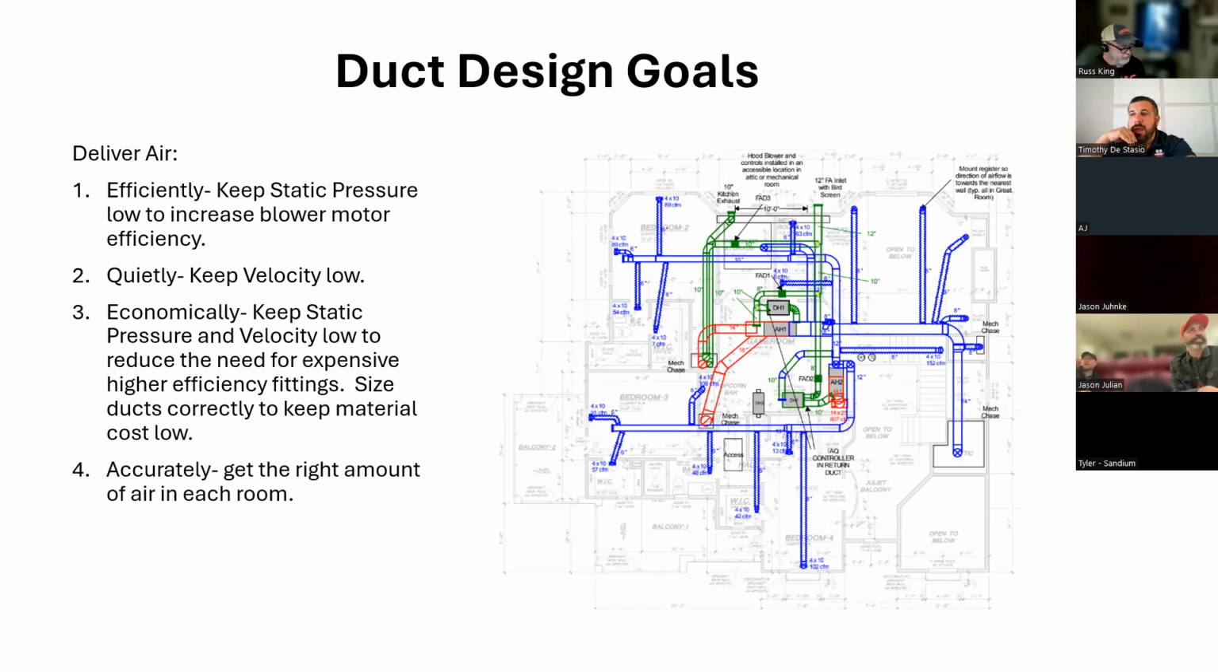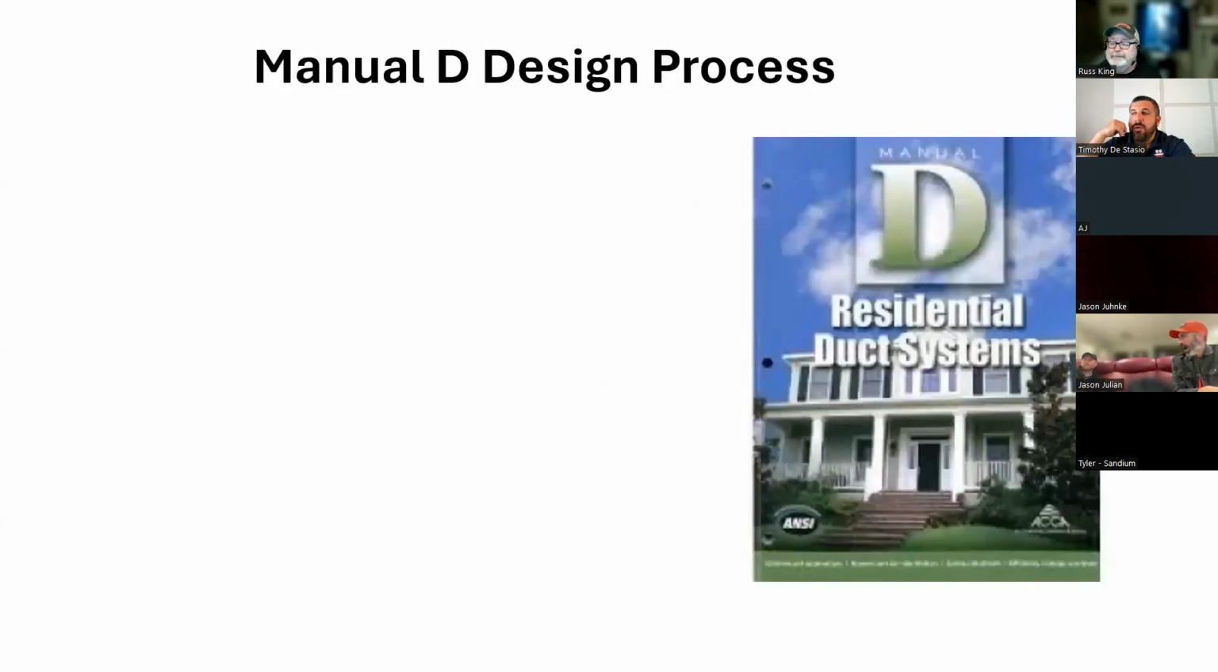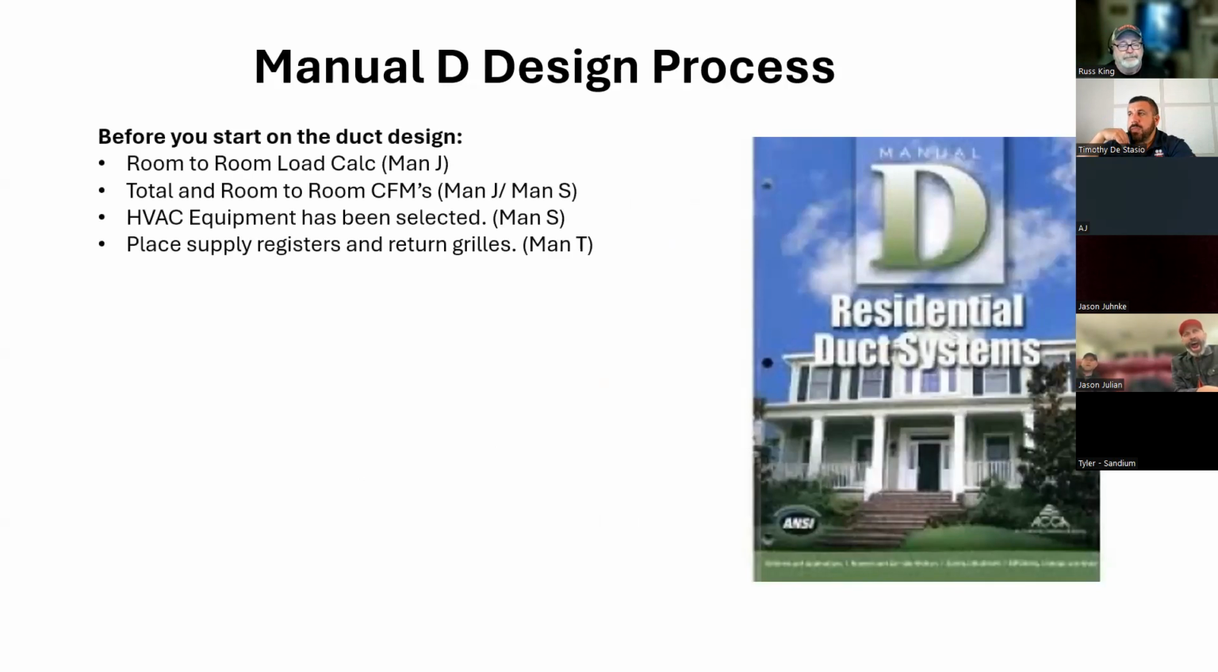We get the right amount of air in each room. And a lot of times we don't have to do as much balancing when we properly design a duct system. And comfortably, one of the main rules we want to remember is don't blow air directly on people. But the other flip side of that is we still need to move a little bit of air in the room so that we don't have air stagnation. So the Manual D duct design process, you can't even start it until you've done Manual J and Manual S.